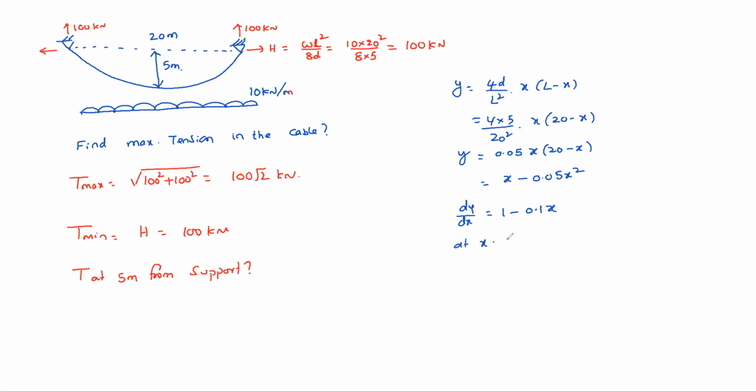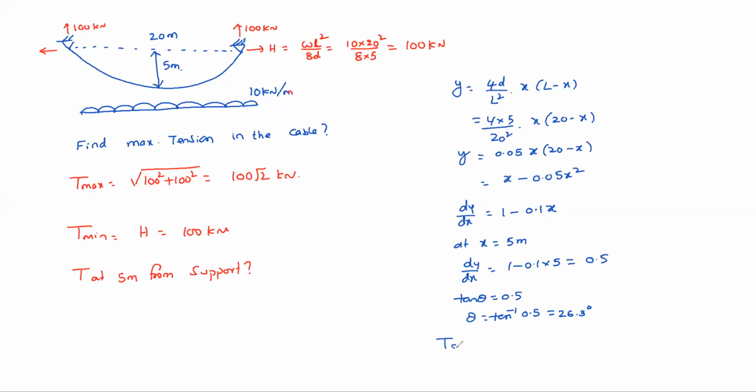So at x equal to 5 meters, dy by dx equals 1 minus 0.1 into 5. That equals 0.5. So that is tan theta. Tan theta equals 0.5. Theta equals tan inverse of 0.5. How much? Tell me in degrees. 26.3 degrees. Okay.